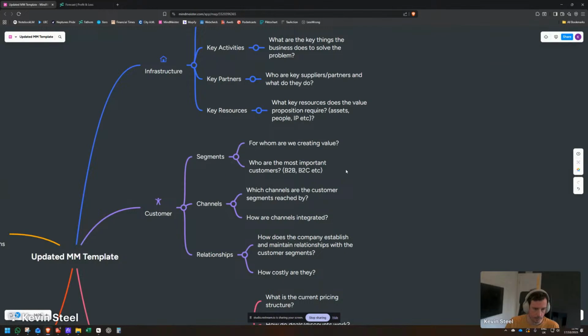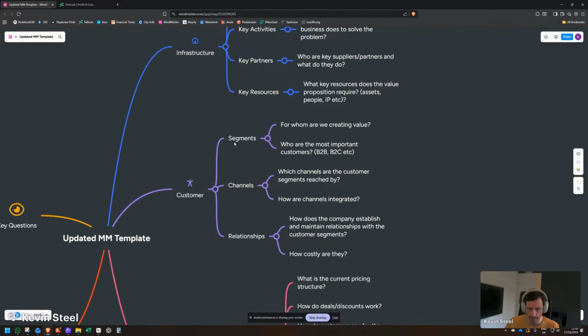Then we move on to the customer. So we have a look at customer segments. Who actually are we creating value for? What customer segment? Who is the ideal client profile for this business? And who are the most important customers in that client profile? Is it business to business, business to customer, et cetera.